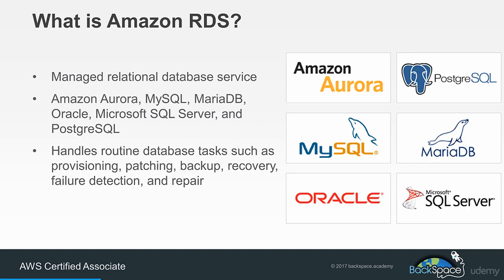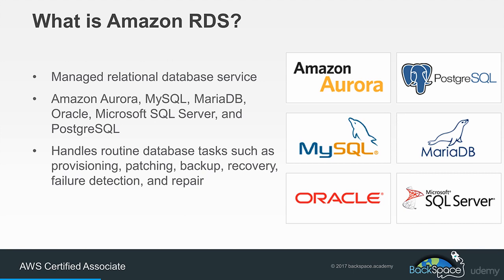So Amazon RDS is a managed relational database service. It's one of those abstracted services where AWS take control of a lot of the infrastructure and a lot of the security around that as well, and routine database tasks such as provisioning, patching, backup, recovery, failure detection and repair are handled by AWS.